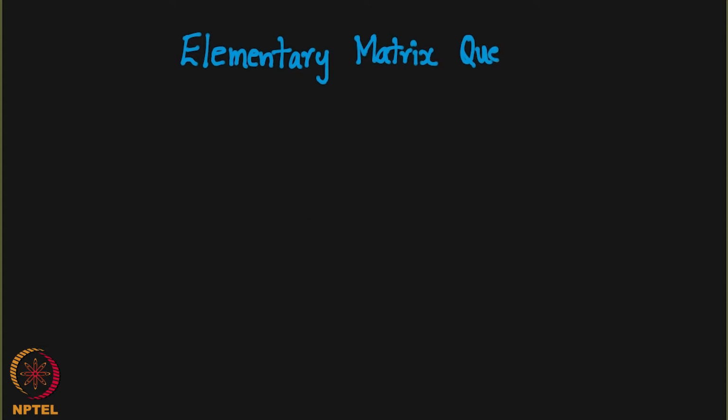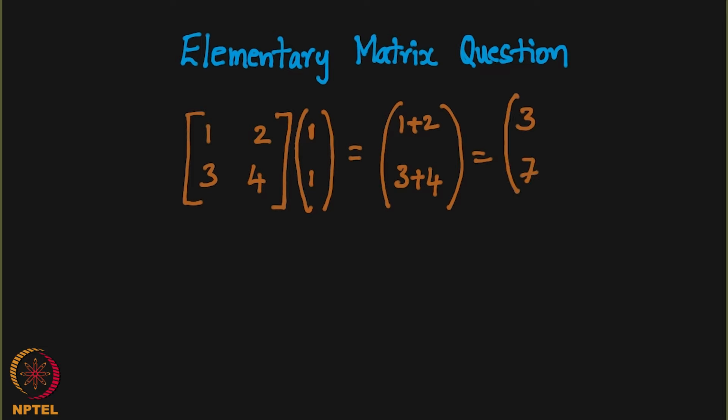It was an elementary matrix question, and we took matrix 1, 2, 3, 4 and multiplied it with 1, 1. We got 3, 7. Right? Now, what do I do? I take this 3, 7 and try to see what is the point on the unit circle in the same direction. What do I mean by this? We did that before, right?